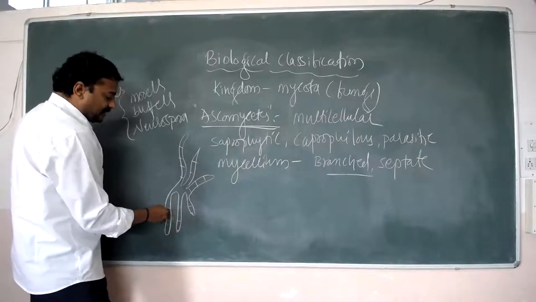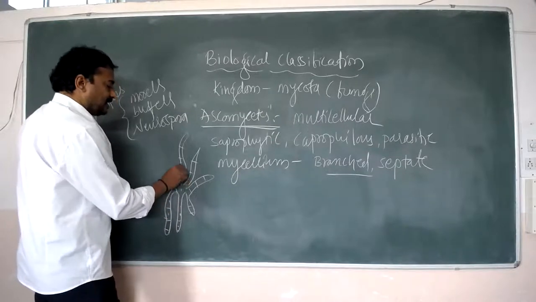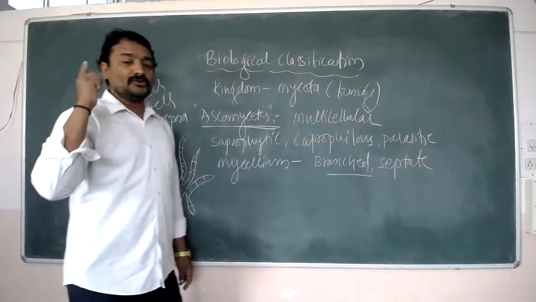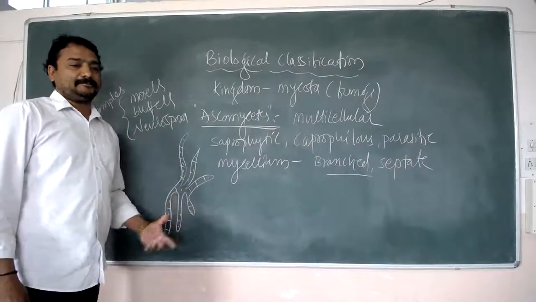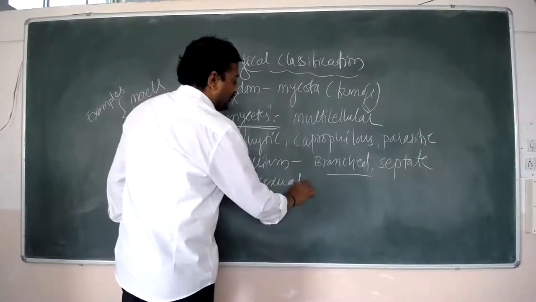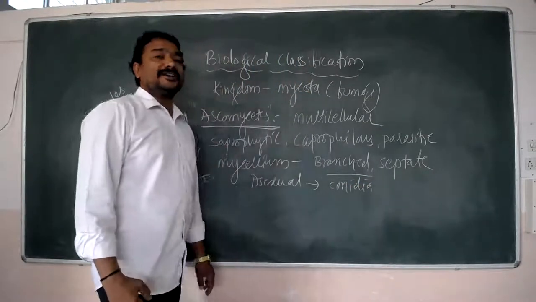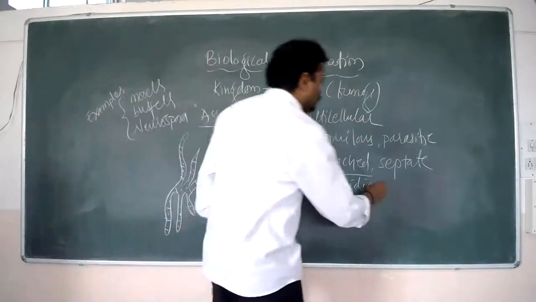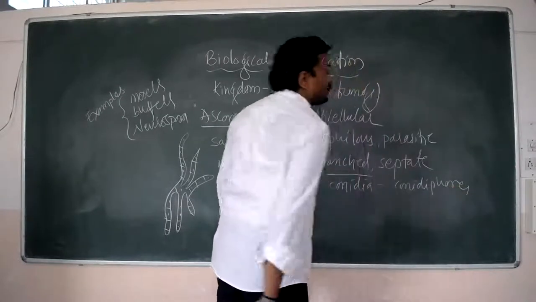If septa are present, it means they are uninucleated, not multinucleated. Each septum has one nucleus. So the mycelium is branched and septate. Usually reproduction takes place by an asexual method, by formation of conidia. Conidia are asexually reproducing structures which grow on conidiophores.